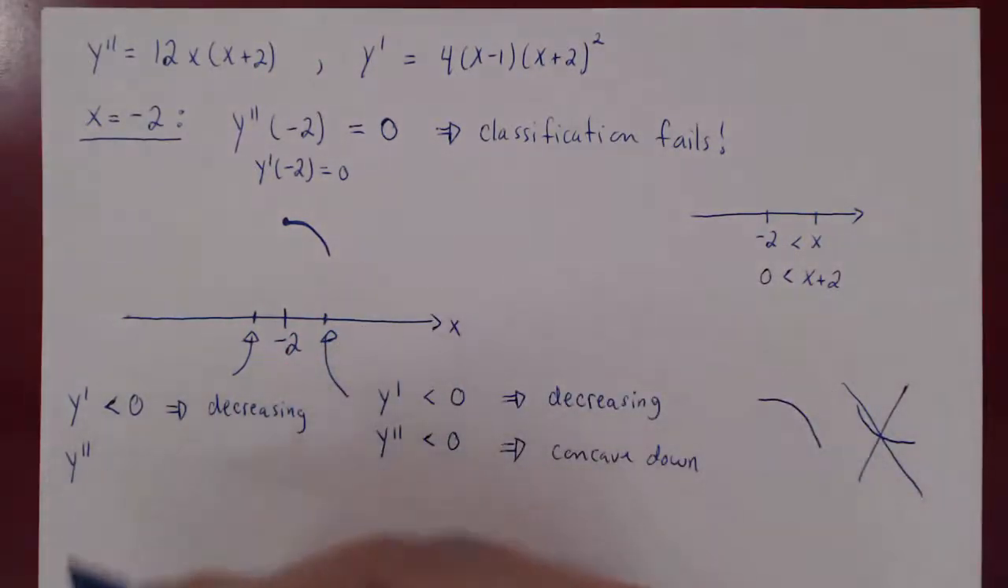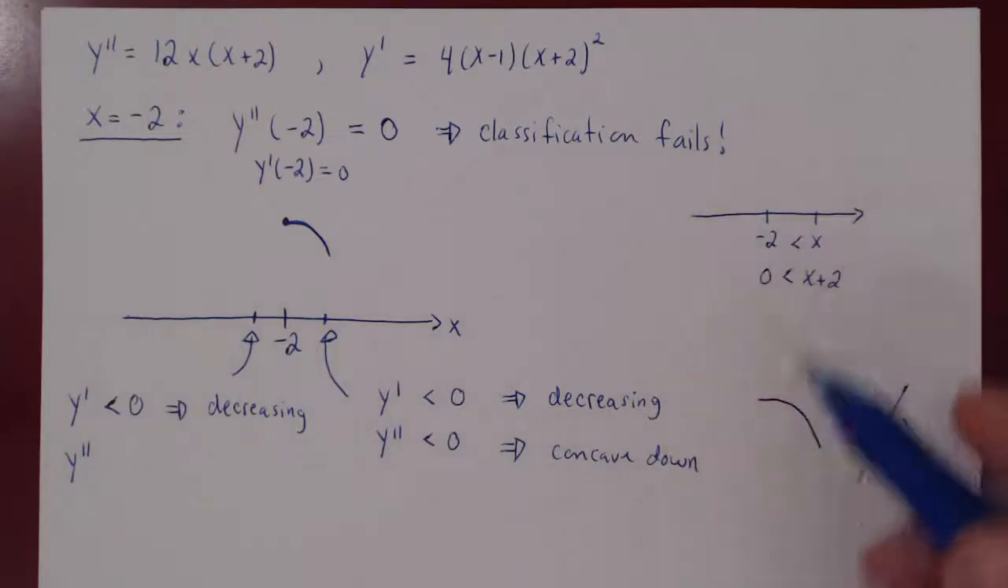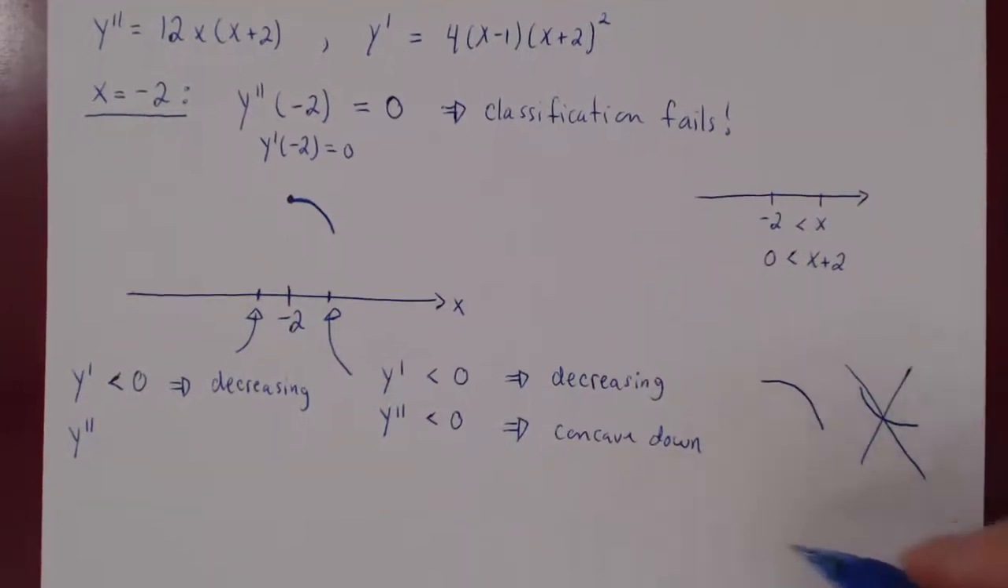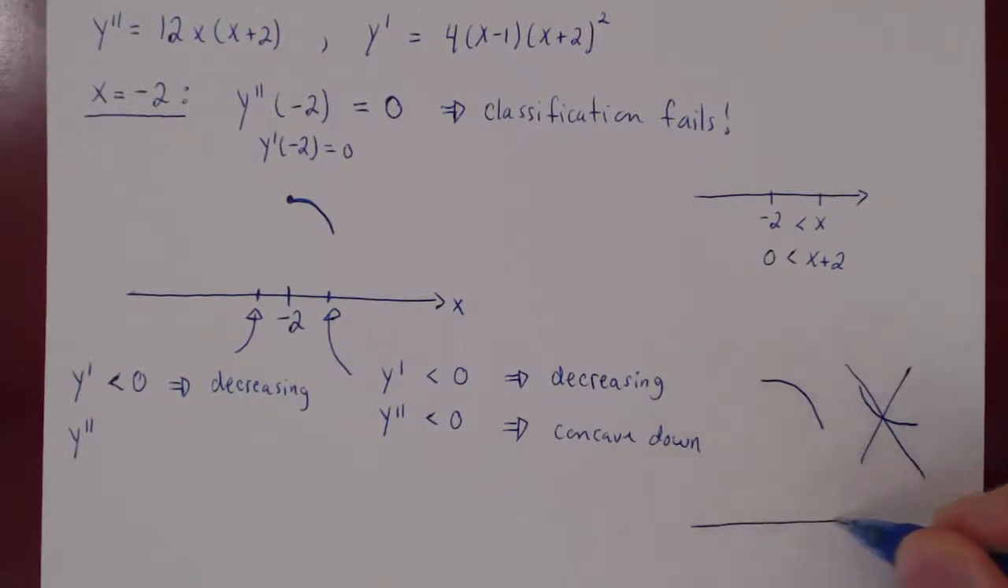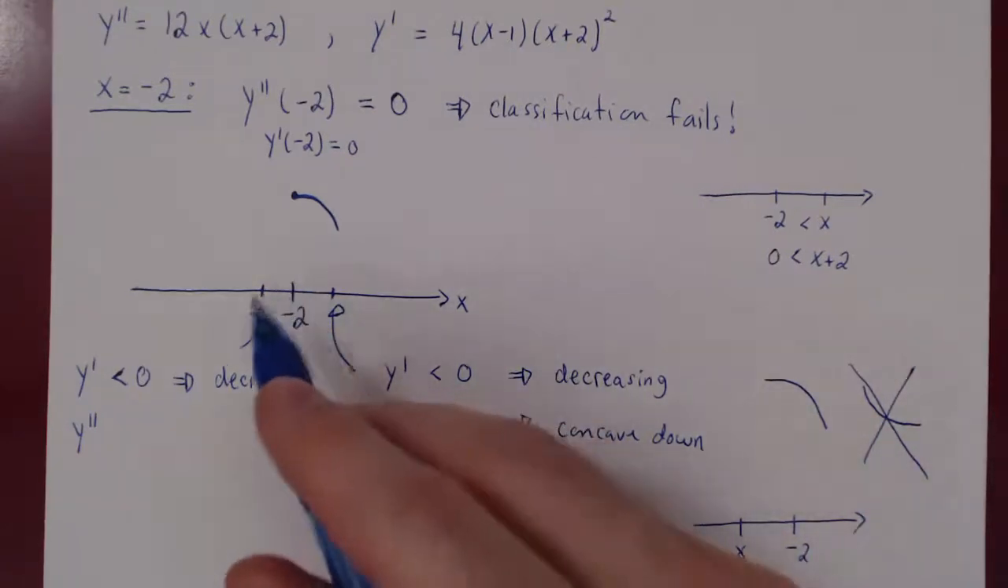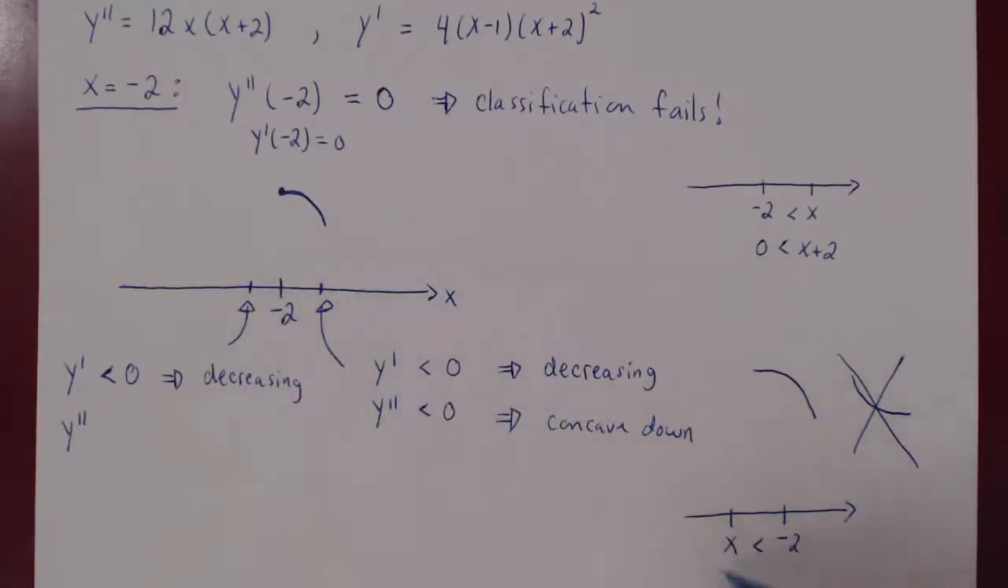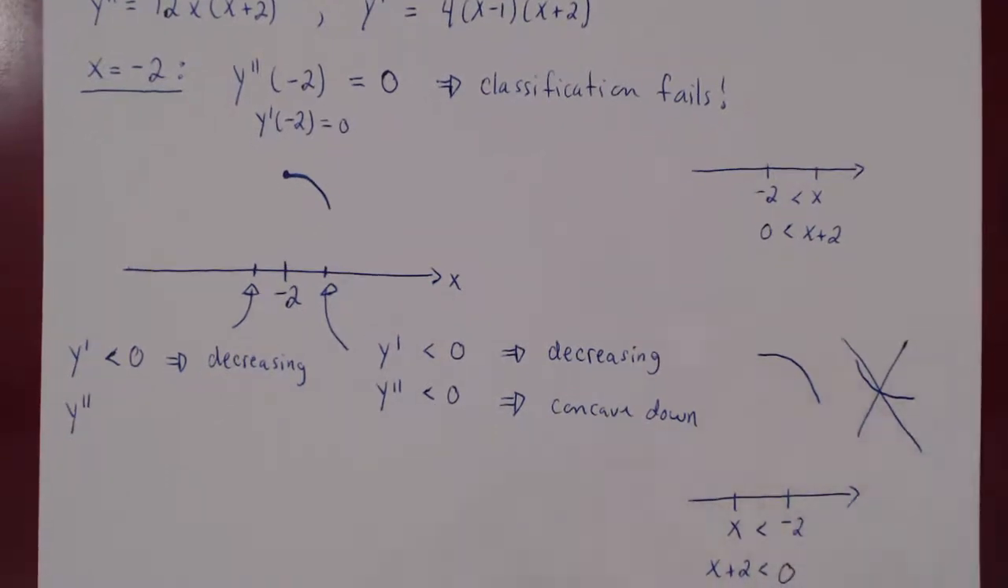What about the second derivative? Well, now this will be a little different, right? Because we are looking around negative 2, but to the left. And so x is to the left of negative 2, therefore slightly smaller than negative 2. Add 2 on both sides, and you get that x plus 2 is now less than negative 2 plus 2, which is 0. So to the left of negative 2, x plus 2 is negative.